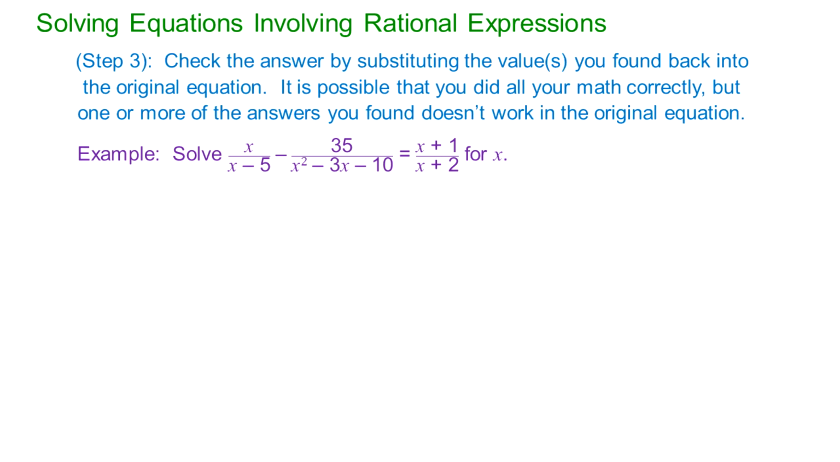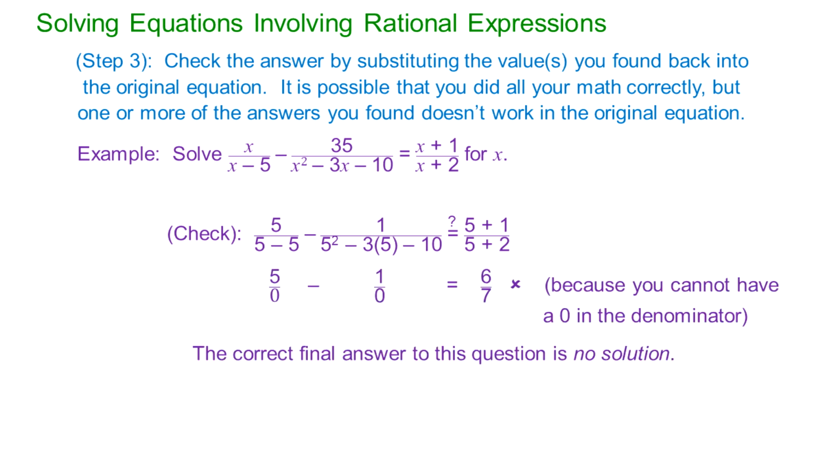Now I need to substitute this answer for x in the original problem and then find out if the two sides are equal to each other. As you can see here, this gives me 0 in the denominators on the left. As I said earlier, the denominator of a fraction can never equal 0, and so I will say that the final answer to this question is no solution.